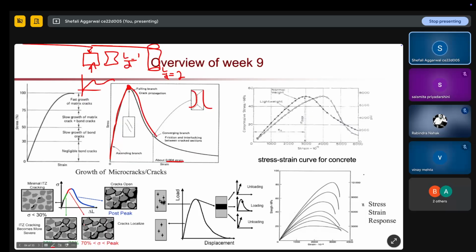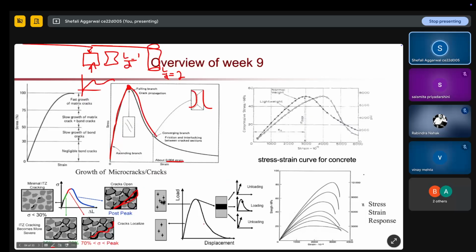So the same thing is being shown here. If you see the initial linear stage, what will happen? There will be a small cracking along the ITZ area, the interfacial transition zone, and then slowly those ITZ cracks will become more severe and start joining with each other. Once they are fully joined, your concrete will break, and after the post peak you will have this kind of structure. Your cracks will be fully open.